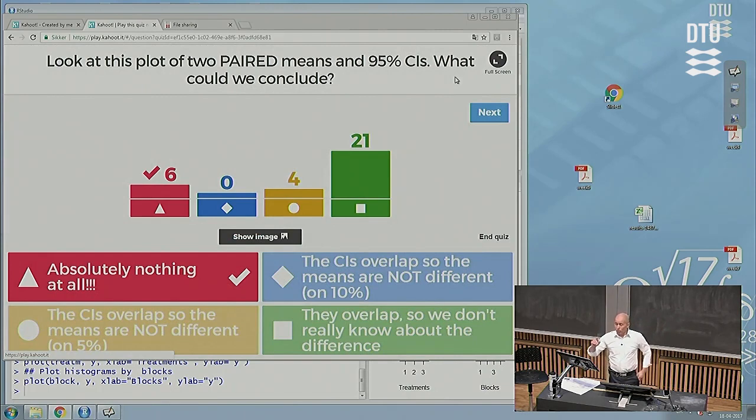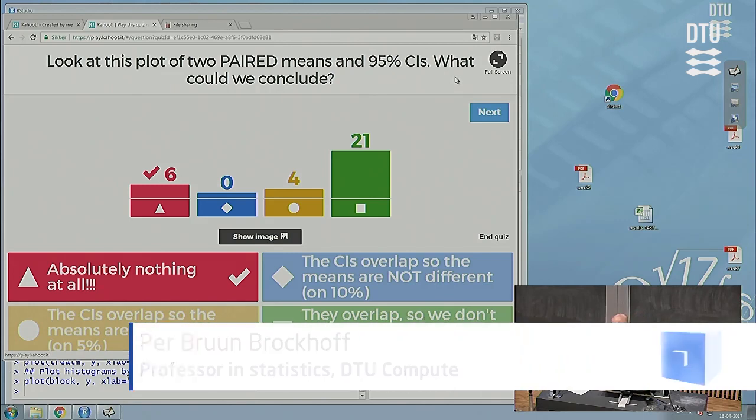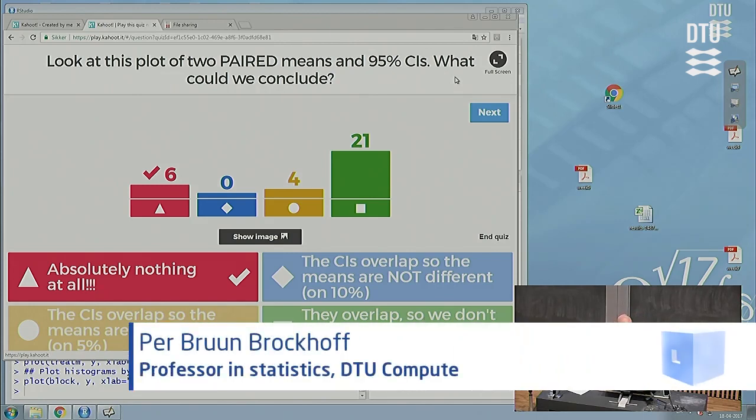We don't know when it's a paired design. The individual variability is part of the picture. So they're not even comparable. It's not a picture that can answer that question in any way.